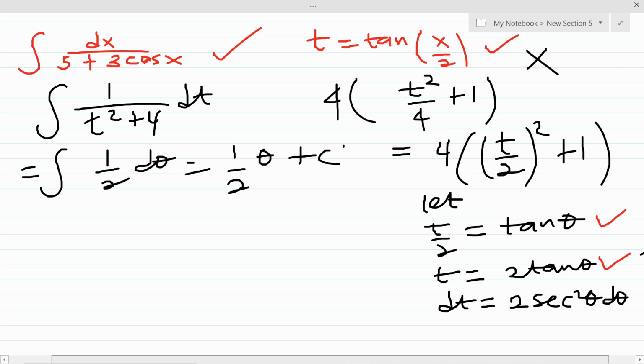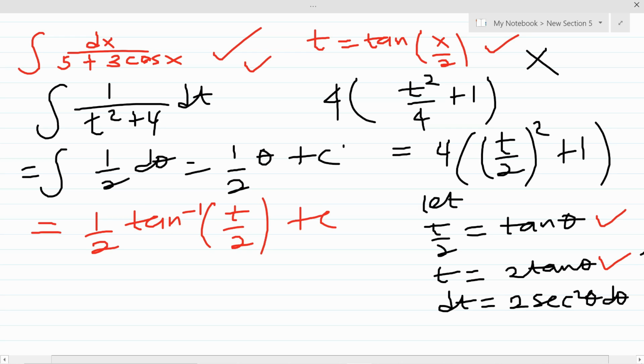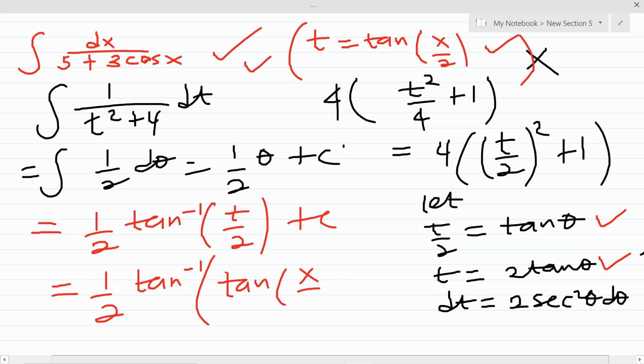So we get the whole of this integral that we are solving. We are just writing the final answer: half tan inverse of t over 2, plus c. But this original t, from this side, is what? Tan x over 2. So it means the main integral question is half tan inverse of tan of x over 2, plus c. This is the final answer to this question.